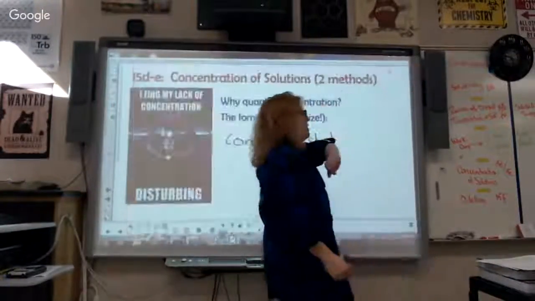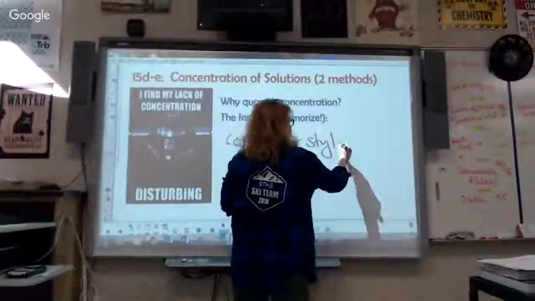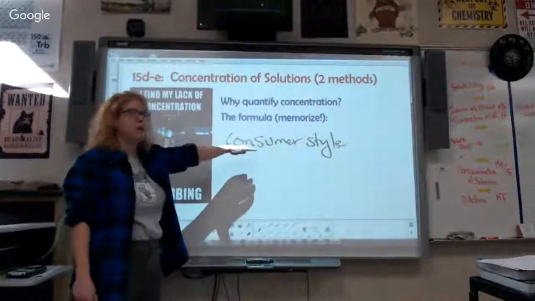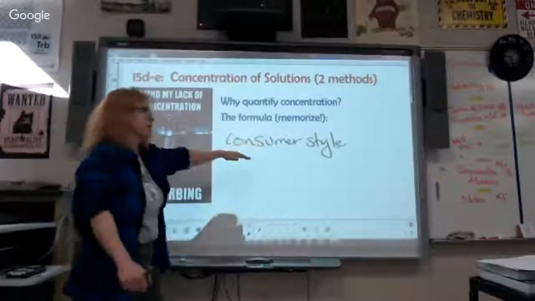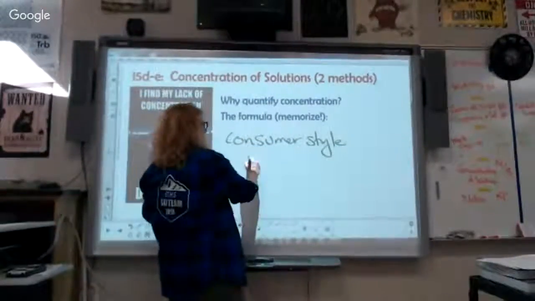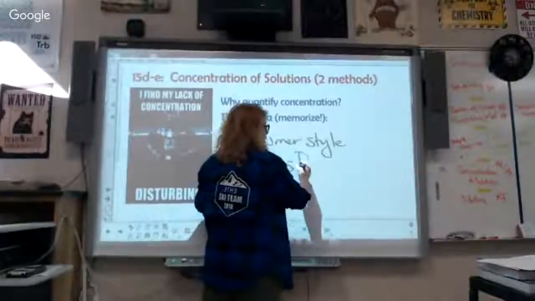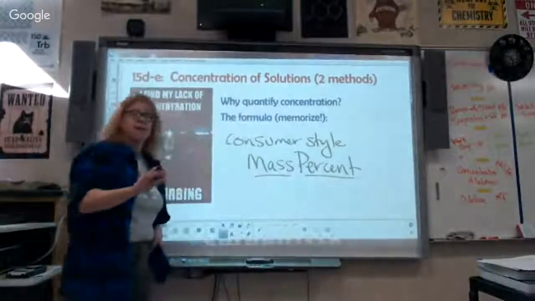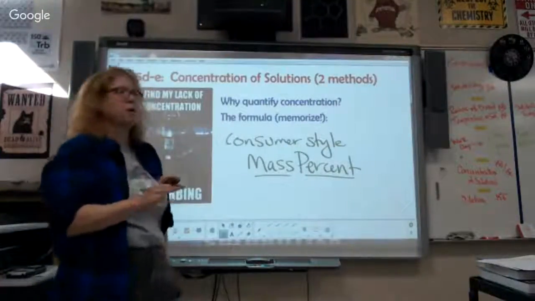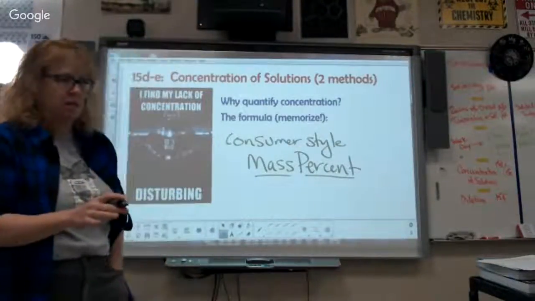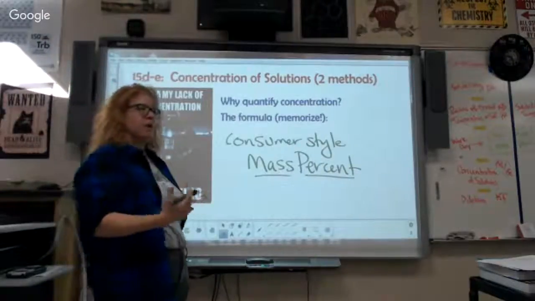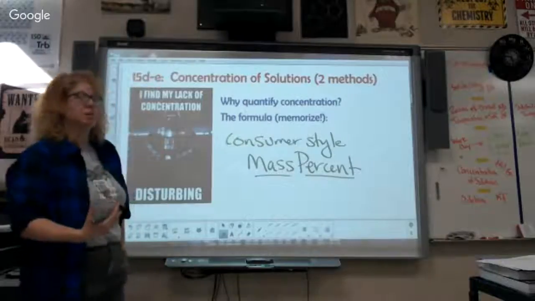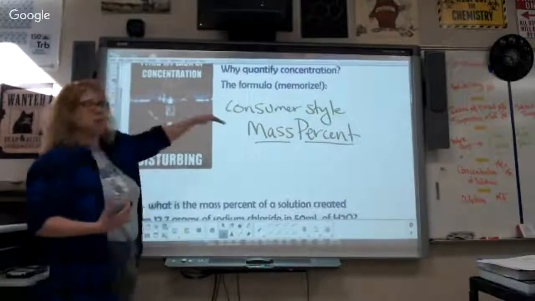The first way that we do this, I call consumer style, because this is when you go to the grocery store or the pharmacy, and your concentrations are written like this. Consumer style concentration is called mass percent. It's easy to understand, it's just not very useful chemically speaking. It's very generic in a chemical sense. It's a decent approximation, and it gives you a good idea of how much there is, but in terms of reactivity, it falls short.